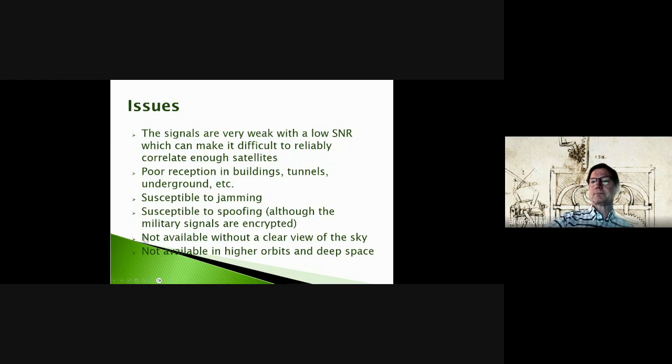So yeah, kind of in general, this next one goes with poor reception in buildings and tunnels. You really need a clear view of the sky, and one that's broad enough to get enough different satellites, right? So if you only have just a peephole above you, you're only going to catch maybe one satellite as it travels right above you. You need to be able to see multiple different satellites properly distributed around the sky to get a good fix.